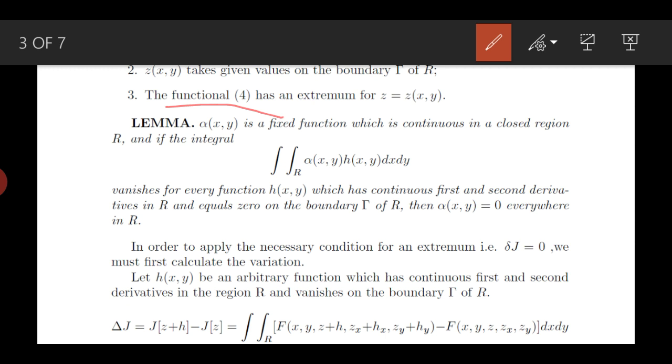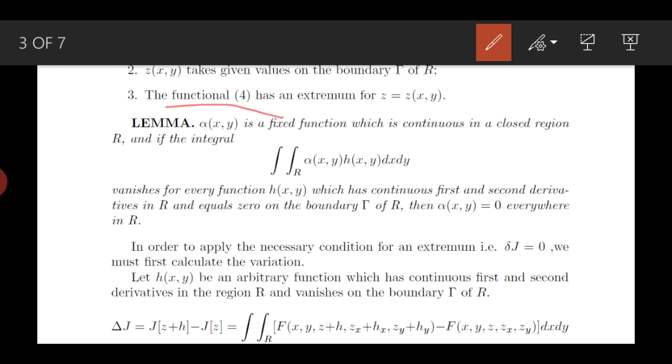The same necessary condition, that the variation of a functional vanishes identically, applies in all cases. Thus, we find the variation of the functional and make it equal to 0. Before finding the variation, we will write a lemma which we will use in proving the Euler-Lagrange equation. As we learned before, we will not prove it but just state it. You can find the proof in any calculus of variations book.